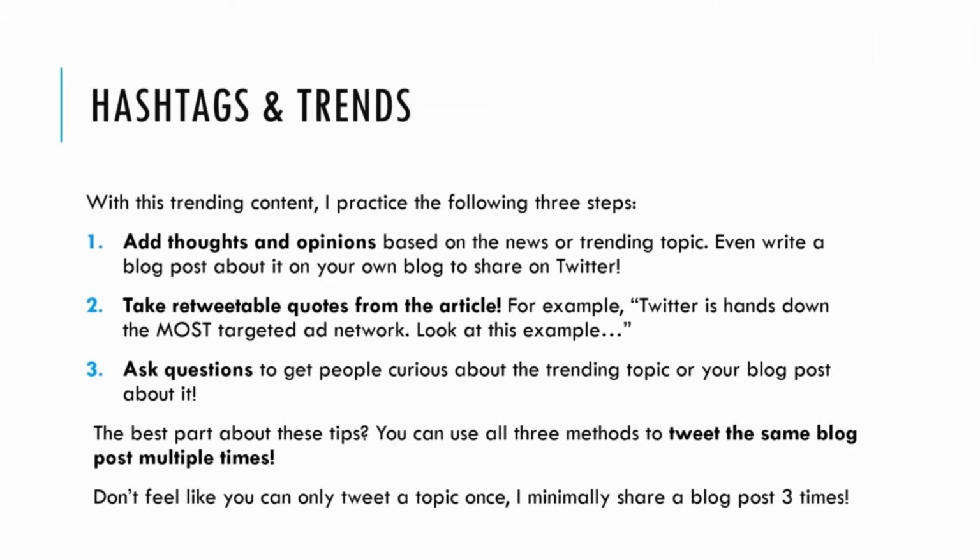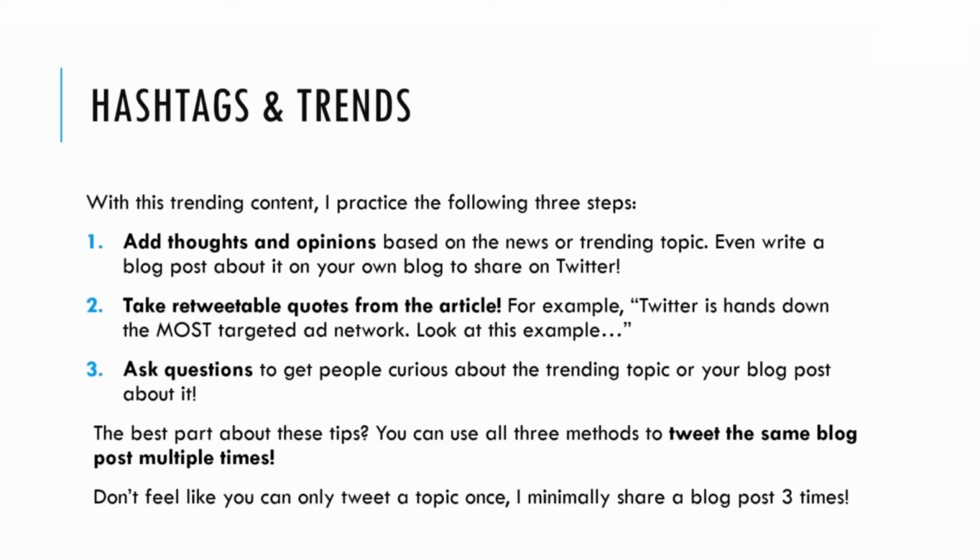The best part about these tips, you can use all 3 methods to tweet the same blog post multiple times. Don't ever feel like you can only tweet a topic once. I minimally share a blog post 3 times. Look at any of the big Twitter handles. Scroll down their feed and you'll see they're constantly resharing content or repurposing content every 3 to 4 days. Because think about it, you're not going to be hitting the same people in your audience. One person may get on their Twitter at noon while another gets on at 6 p.m.